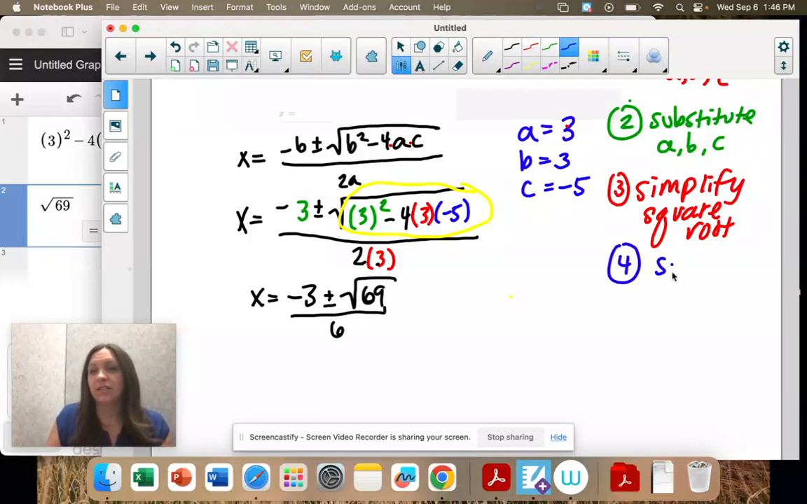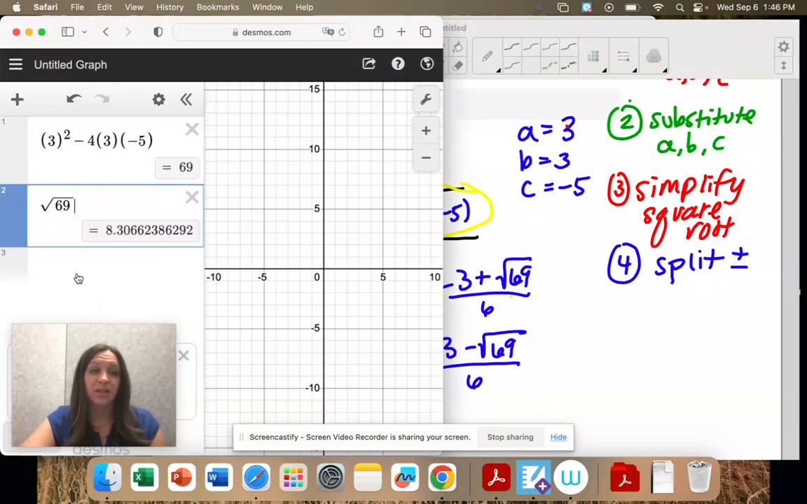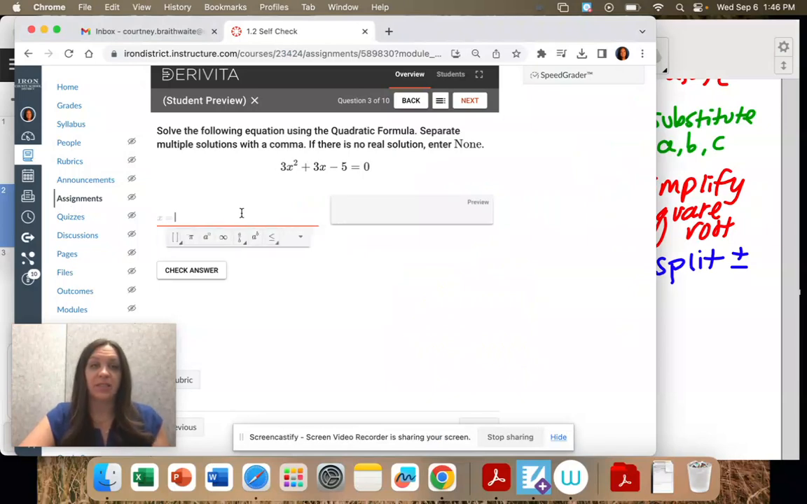So next is to split the plus or minus. So I have negative 3 plus the square root of 69 divided by 6. Negative 3 minus the square root of 69 divided by 6. That's it. We can't get values from that. The square root gives us a decimal, so we're kind of stuck there. So when we enter it, it's kind of ugly.